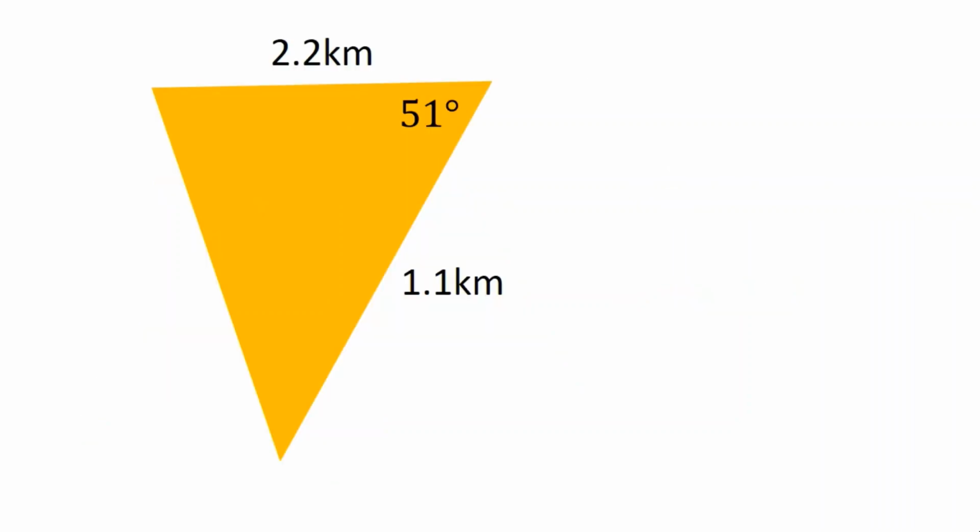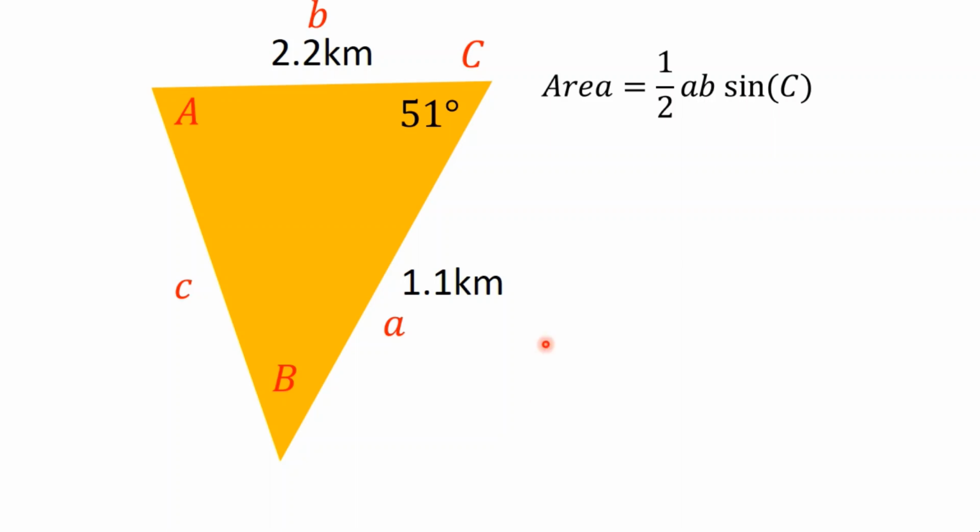Next one. We have got an angle and two sides connecting each other, so we should be able to find the area here. The area is half AB sine C. I'm going to need to label the angle as C, because that's the angle I need, which means the side opposite needs to be C. I'm going to label these as A and B, doesn't matter which way around, and then make sure the angles are correct based on those. And then I'm going to plug in my numbers. A is 1.1, B is 2.2, and C is 51.